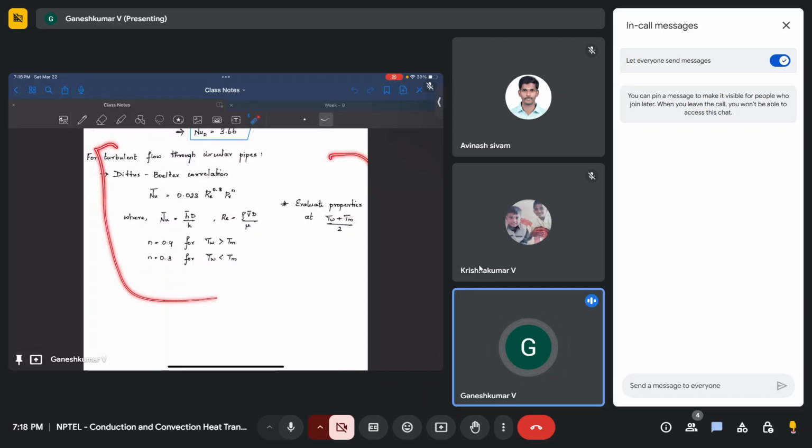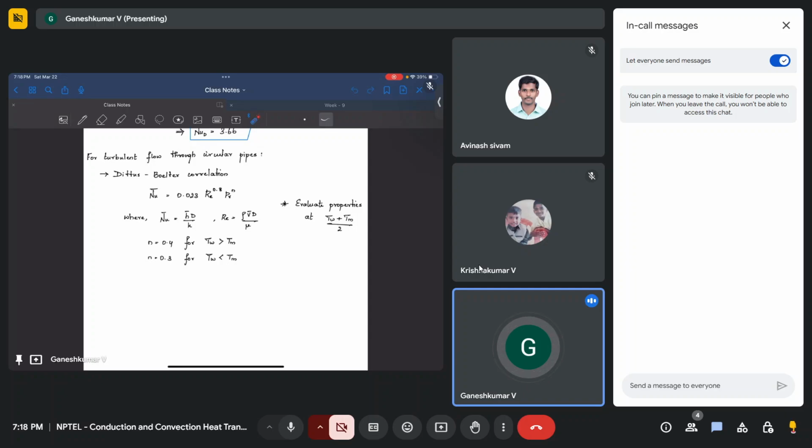This is based on experiments, and this is how the Nusselt number correlation would look. As we have studied even in the external flow, the Nusselt number here also depends on Reynolds number and Prandtl number, but the exponents are a little bit different. Here the Reynolds number to the power 0.8 and Prandtl number to the power n, where n is 0.4 for heating and 0.3 for cooling. Okay.